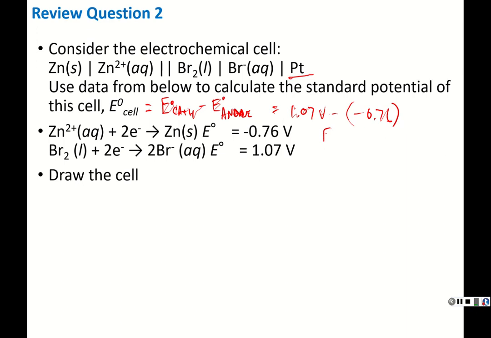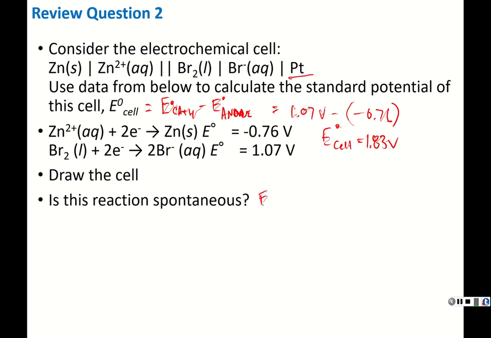So the cell potential here is 1.83. Is this reaction spontaneous? Well, yes. I'm going to wait to draw it to the end, but answer these next questions first. Cell potential is greater than 0, so it's spontaneous.